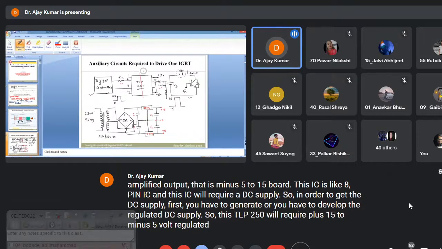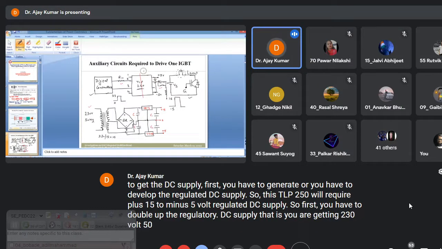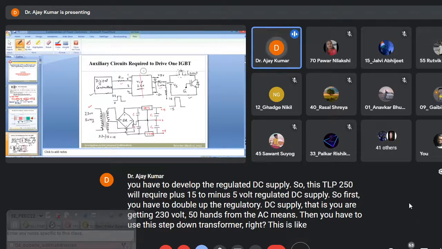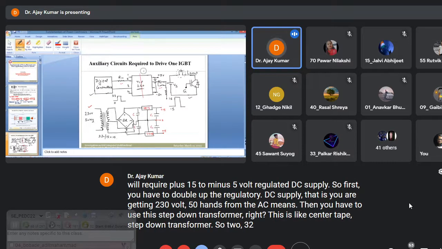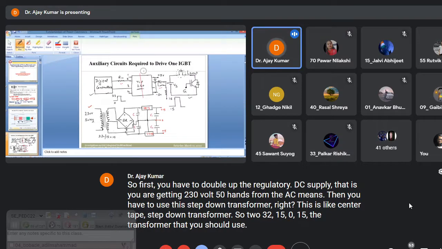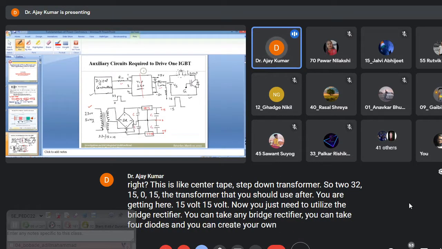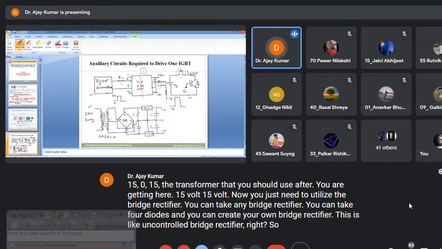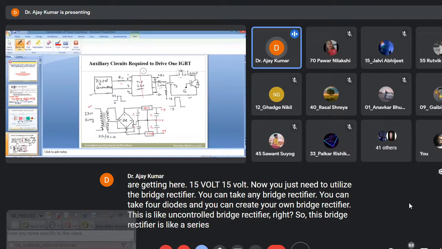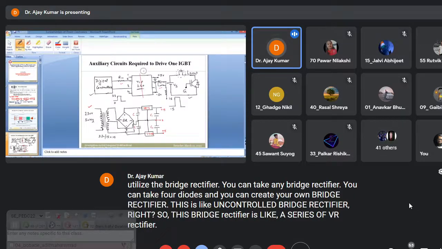So first you have to develop the regulated DC supply. You are getting 230 volt 50 hertz from the AC mains. Then you have to use a step down transformer, right? This is a center tap step down transformer, 230 to 15-0-15, the transformer that you should use. After this you are getting 15 volt, 15 volt. Now you just need to utilize a bridge rectifier. You can take any bridge rectifier, or you can take 4 diodes and create your own bridge rectifier. This is an uncontrolled bridge rectifier, right? You will find a series of bridge rectifiers in the market. This bridge rectifier is utilized to convert this AC into DC.